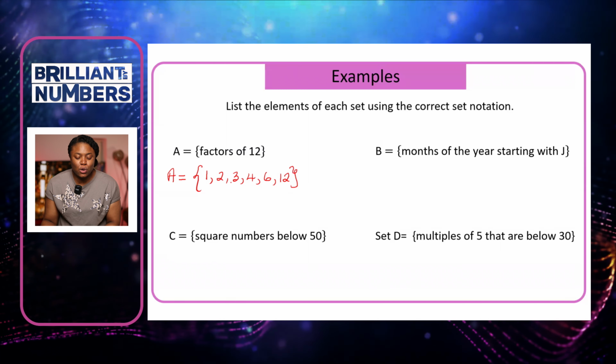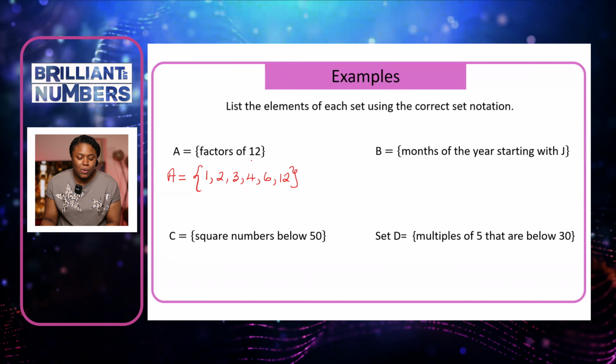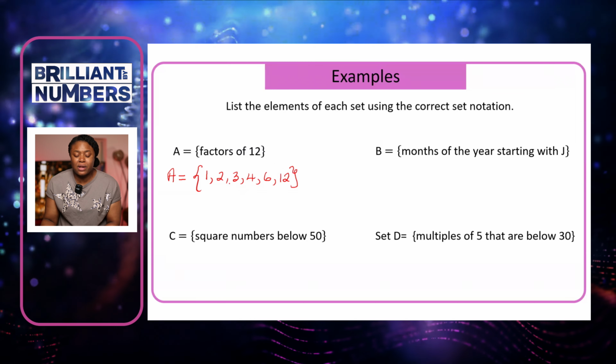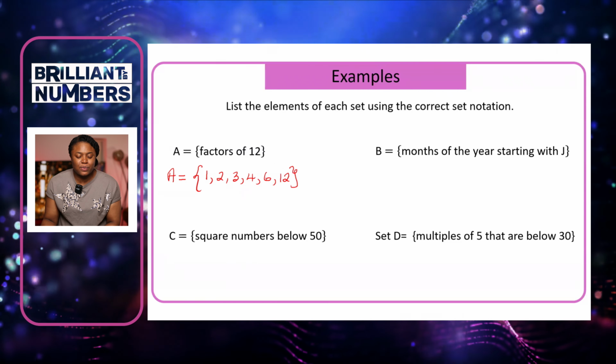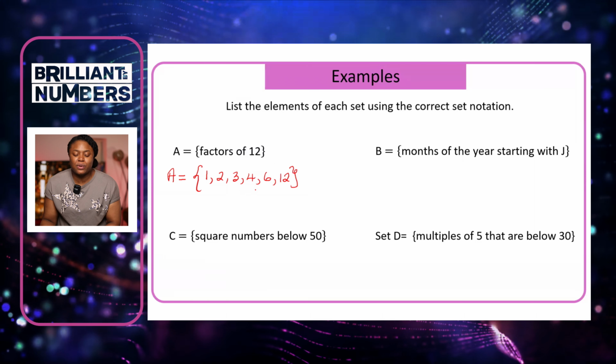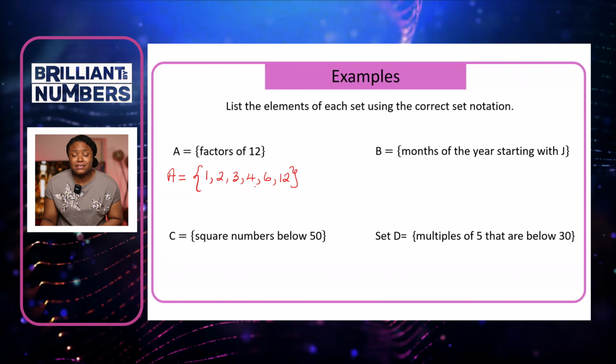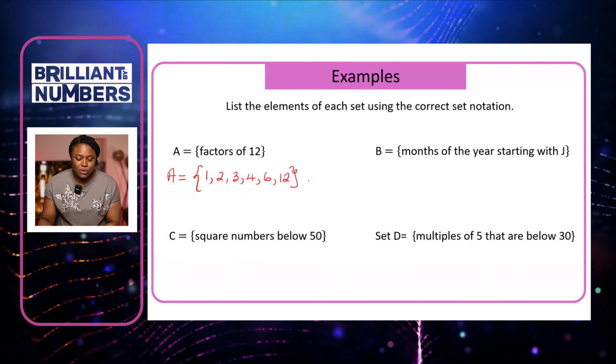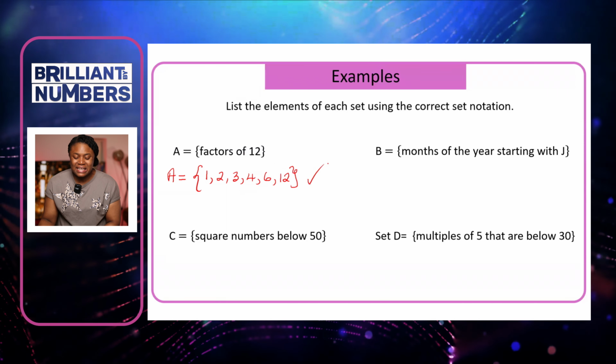So we look and make sure we've got our factor pairs. So we've got 1 and 12. 1 times 12 gives us 12. 2 times 6 gives us 12. 3 times 4 gives us 12. So these are all the factors of 12. So we tick that off. We finish with part A.